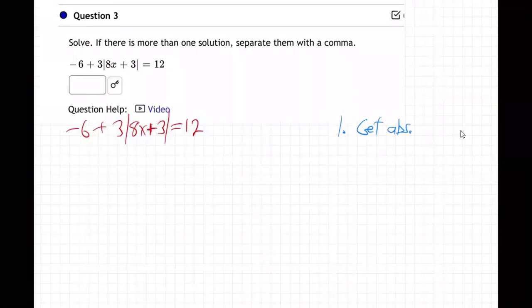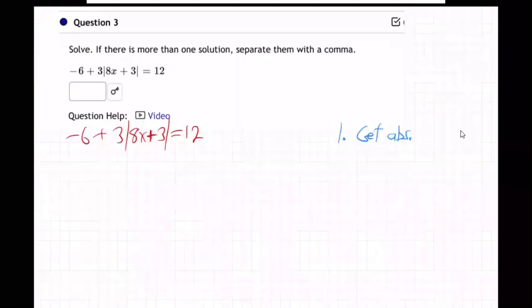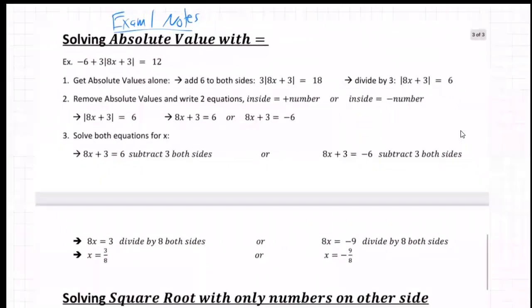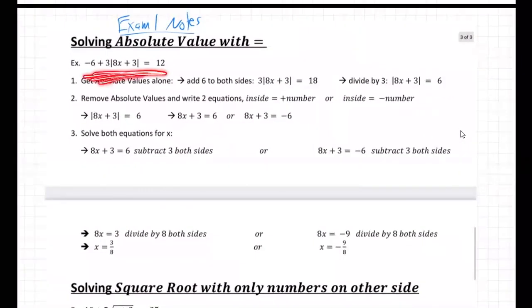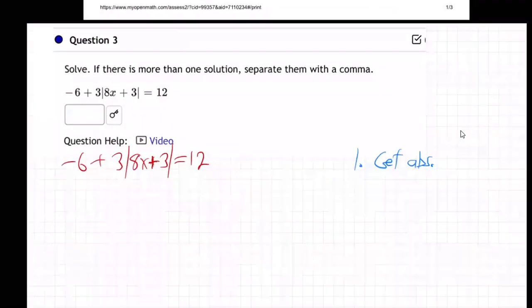Okay, so on this one, we're starting with minus 6 plus 3, absolute value of 8x plus 3 equals 12. And notice that the key feature is its absolute value. So if you go to the notes I gave you, the exam one notes, I actually show this exact one. How do you solve absolute value with equals? Step one, get the absolute values alone, then remove and write positive and negative, and then solve. So let's go through those steps.